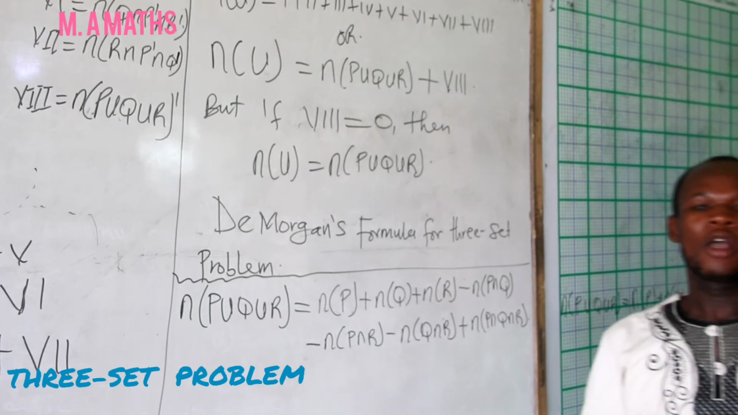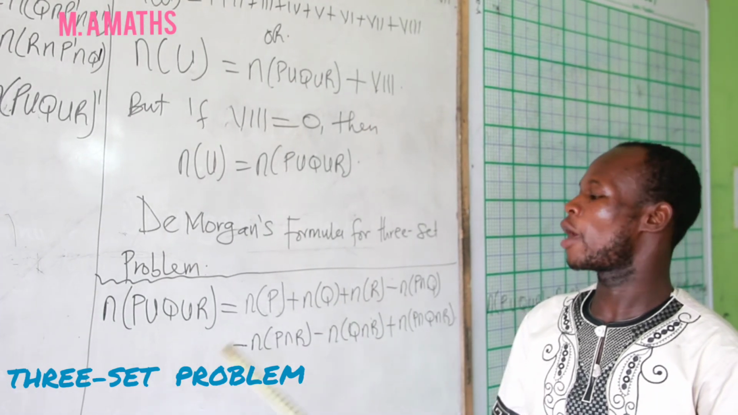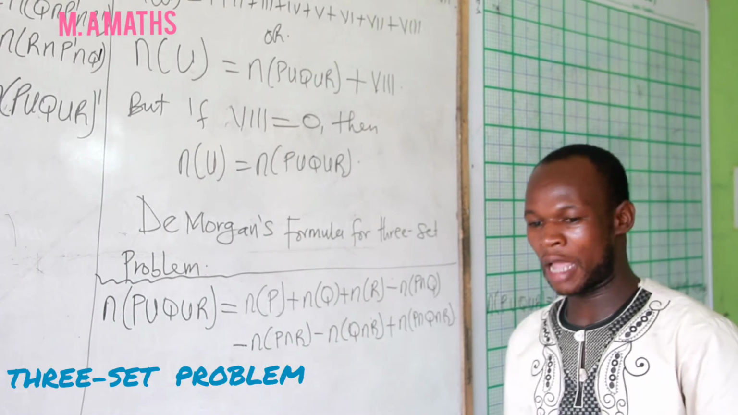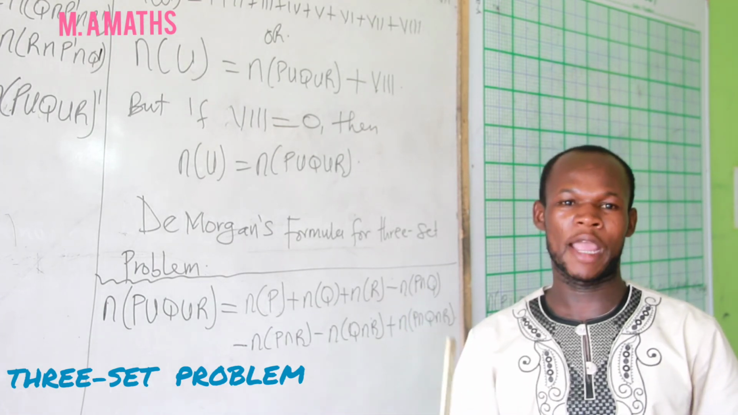Today, I've taken you through the introduction of the three-set problem, and we have come out with the De Morgan's formula. In the next lesson, we shall use this formula to solve examples.